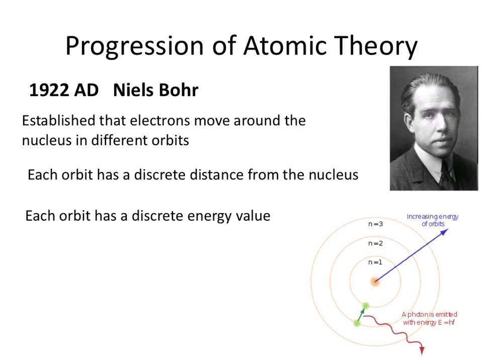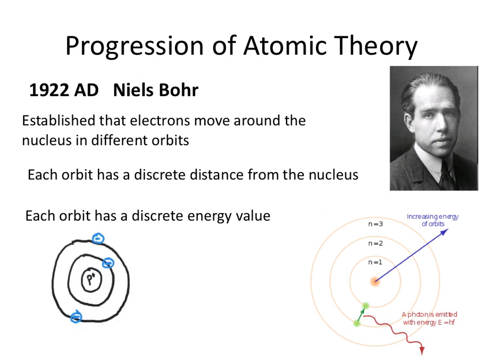So a little bit later, Niels Bohr came along and added another layer to the atomic theory. Niels Bohr established that electrons are not just randomly distributed around the nucleus. Through some studies with photons of energy and excitation and de-excitation of electrons, he was able to establish that each orbit has a discrete distance from the nucleus and each has a discrete energy value.